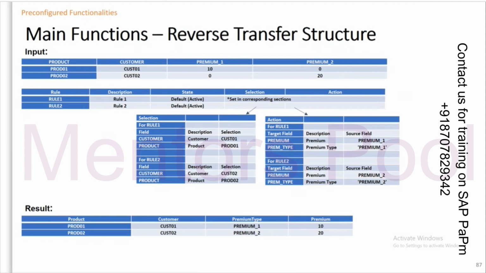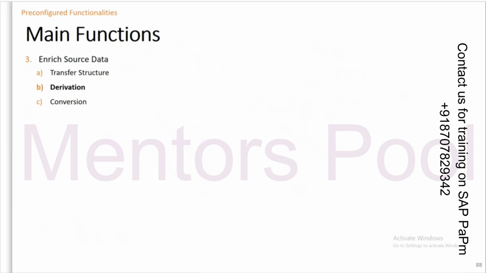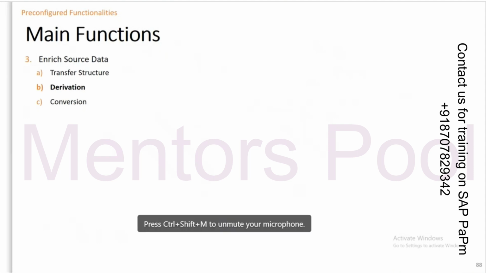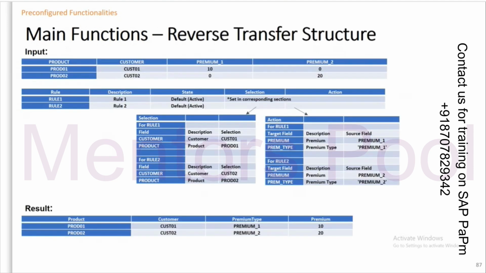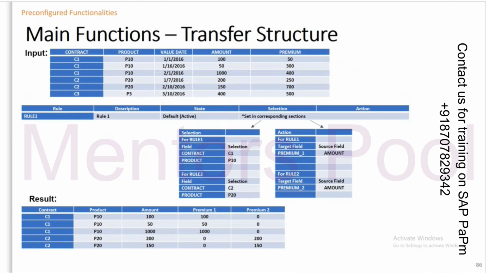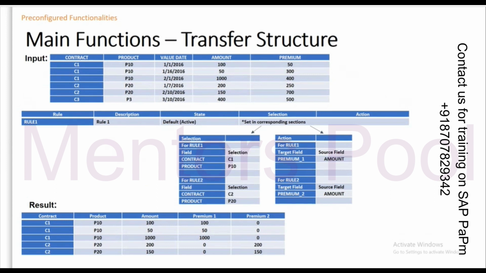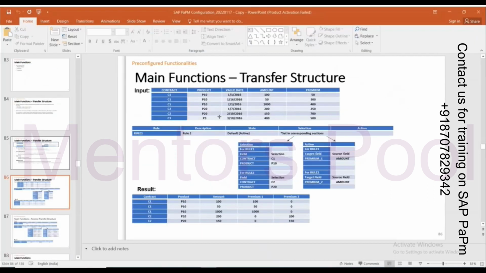In derivation, you can transpose the data, but as I have performed transfer structure, that is what we can see. I can't name the exact difference that we can achieve from transfer structure. Okay. Any questions here? So we have covered this too.